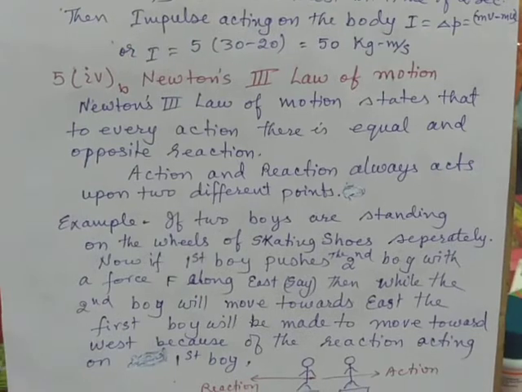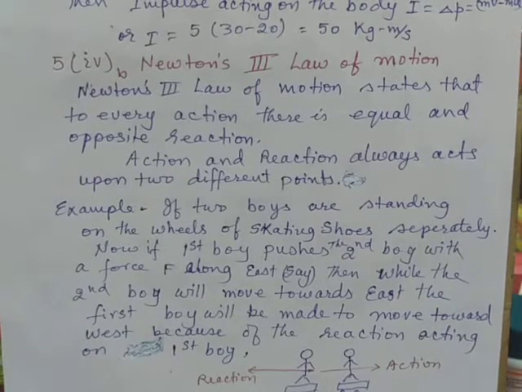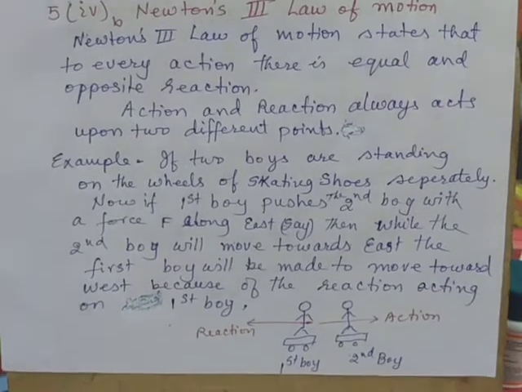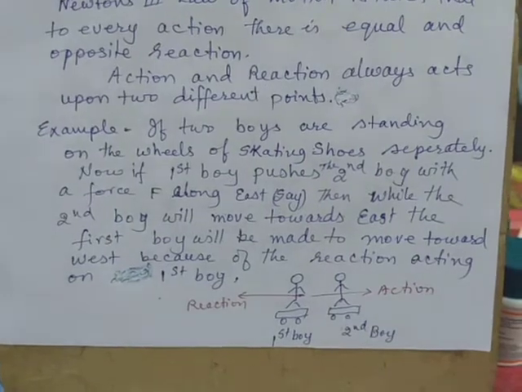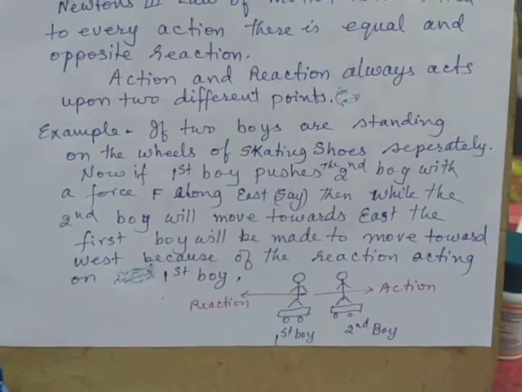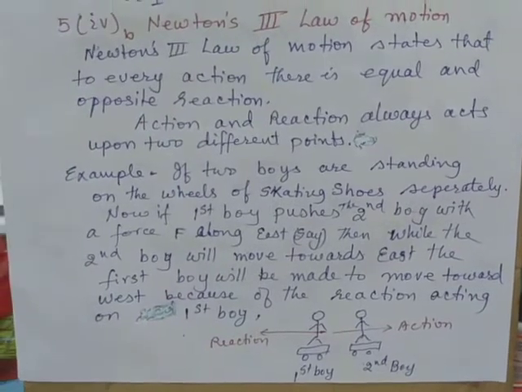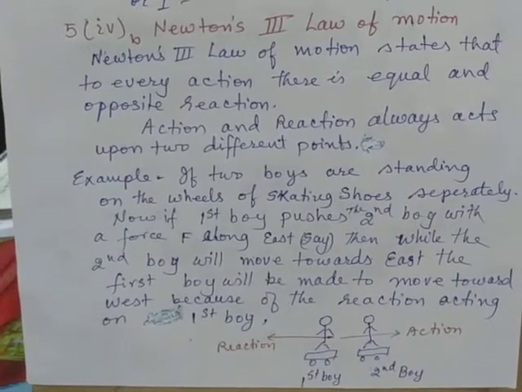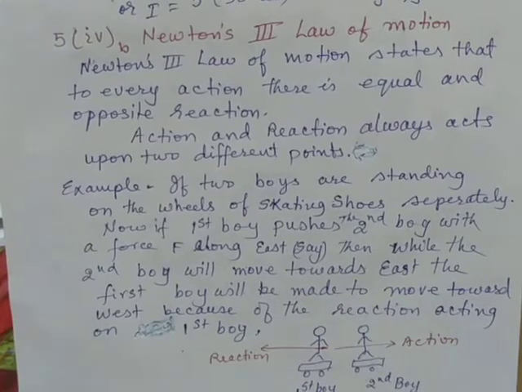Now we move to another term, Newton's third law of motion. It states that to every action there is equal and opposite reaction. In our daily life we always experience this type of thing. Say for example, if two boys are standing on skating shoes separately, and one boy pushes the other, then the person who is pushing is also going backwards. Why did this happen? Because action was done by the first boy, that acted on the second boy, and reaction was sent back to the first boy, and therefore both of the boys were moving away from each other.